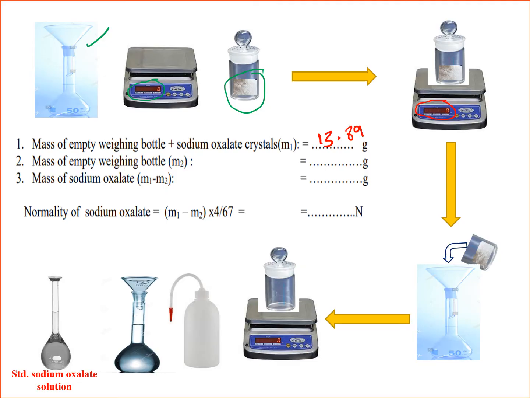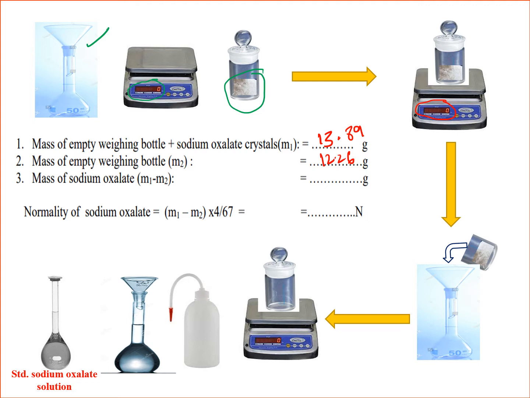Then what are you supposed to do? Once weighing is done, you should transfer the crystals into the volumetric flask using the funnel. Then again, once you have transferred, you should keep the bottle back on the weighing balance and note down that value. For that value I am getting 12.26 grams.